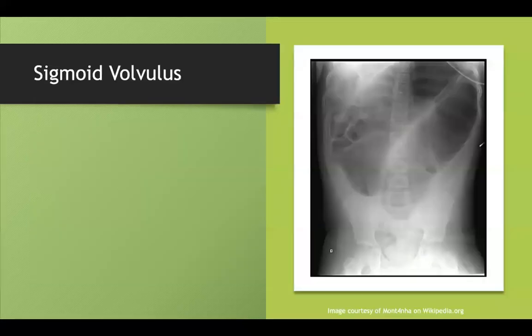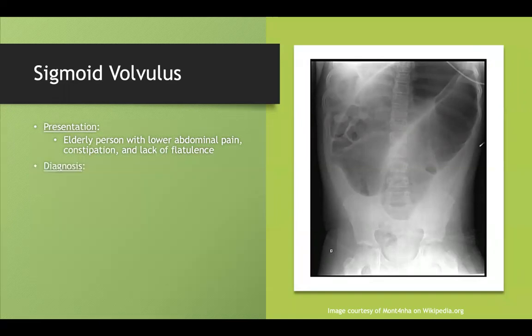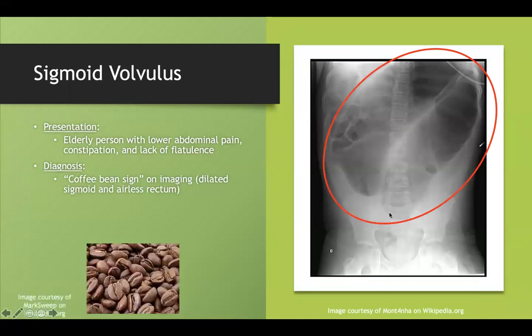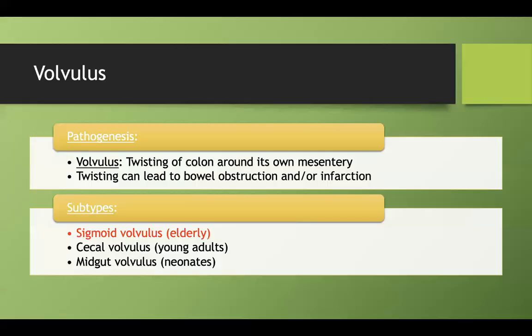So starting with the sigmoid volvulus, this will present with an older person with low abdominal pain, constipation, and lack of flatulence. And to diagnose it, you just need to get imaging studies and find this big coffee bean sign right here. Once you see that, you have your diagnosis. Here's some coffee beans, just so you have an idea. It kind of does look like a coffee bean. To treat this, you gotta do a sigmoidoscopy, and usually you surgically correct it.